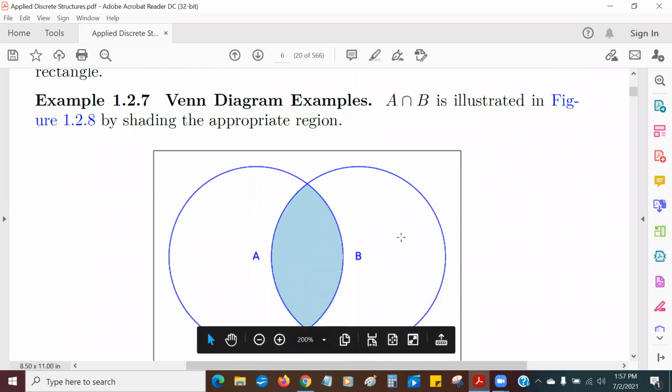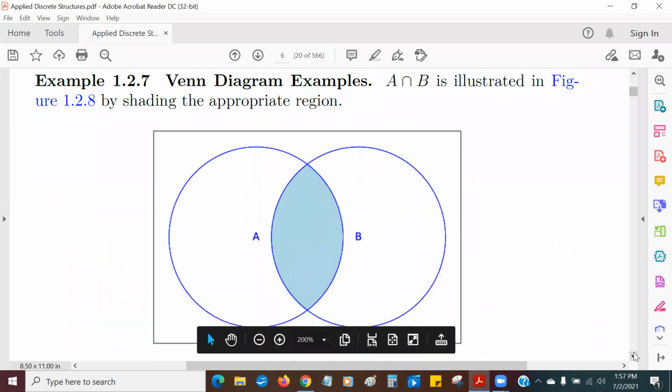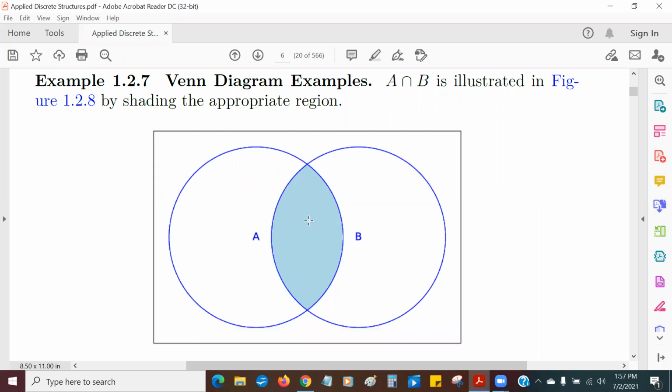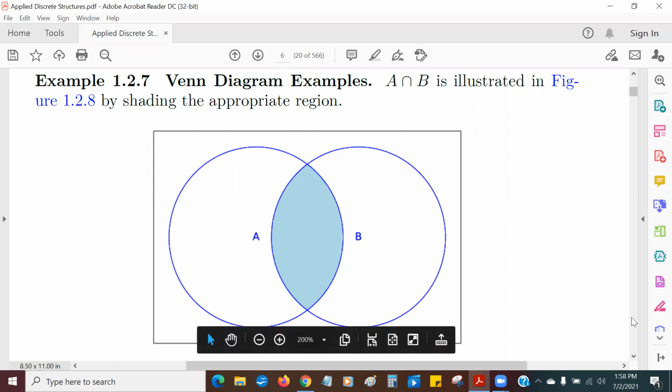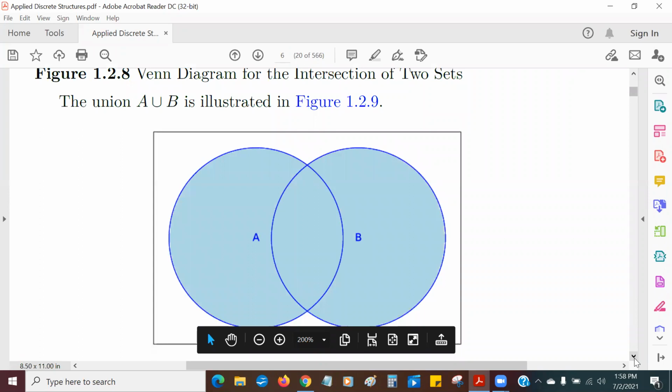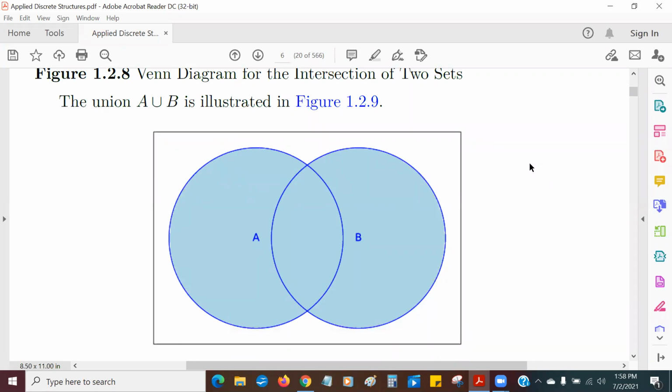So here's a set A. I don't even need to tell you what A is right now for this example. A is some set, B is some set. This shaded region represents A intersect B, because if you notice, this shaded region is inside the A circle and it's also inside the B circle. Hence, it is the intersection of A and B. So it's a visual representation of A intersect B. And this one here is a visual representation of A union B, because notice it has everything that's in A and everything that's in B all shaded in.